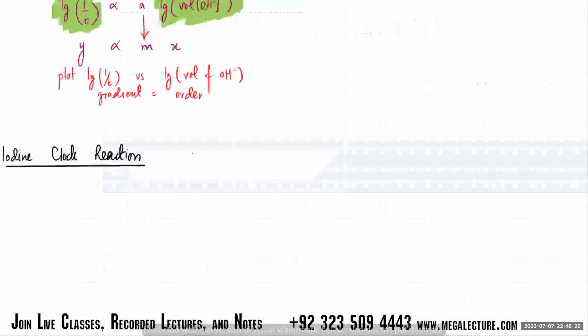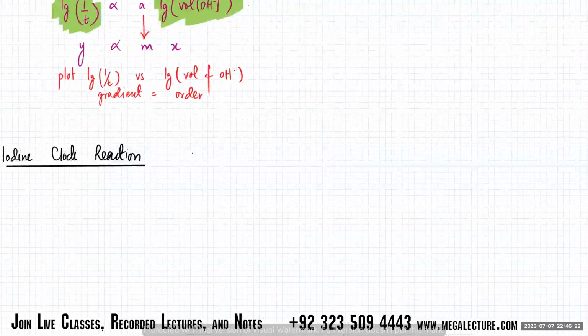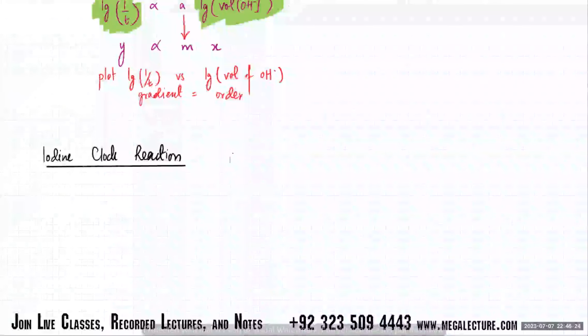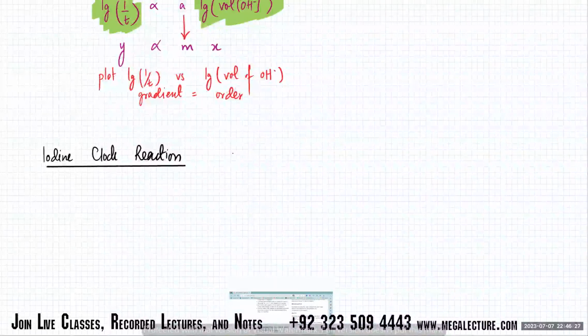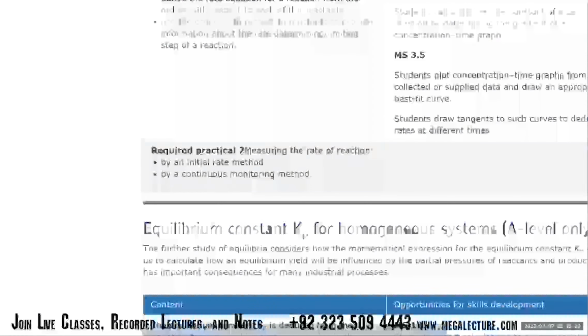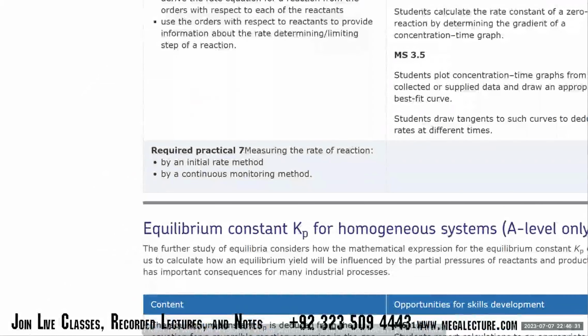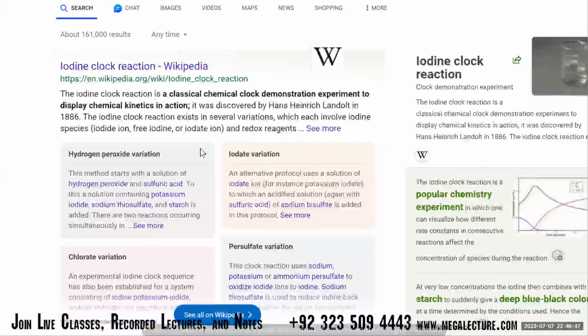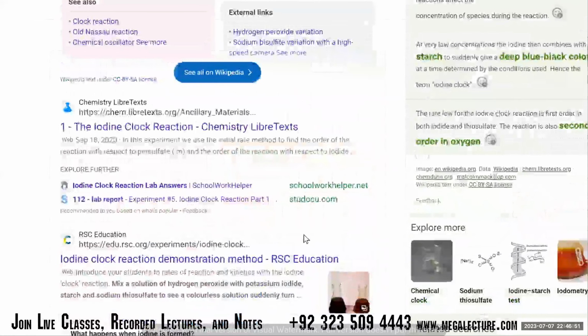I guess they just need a very general overview of what the iodine clock reaction is. So I'll just explain. There are multiple reactions which could be considered iodine clock reactions. So this is what happens. Let me just Google the reaction. I just want the more common one.